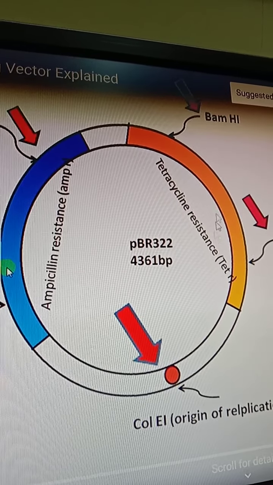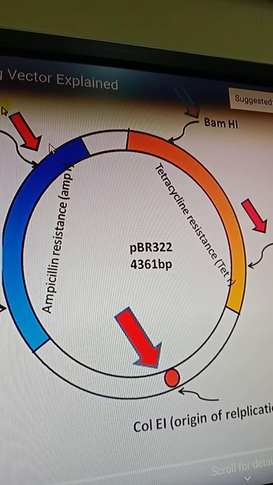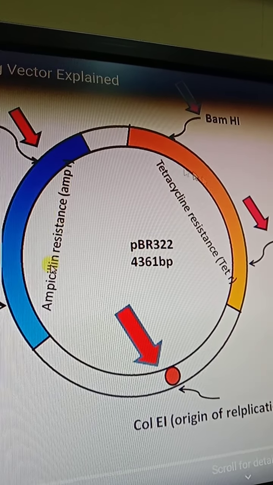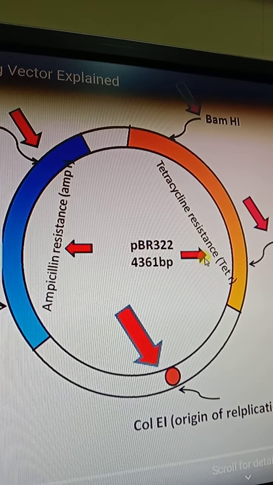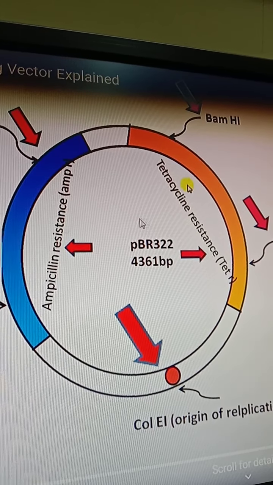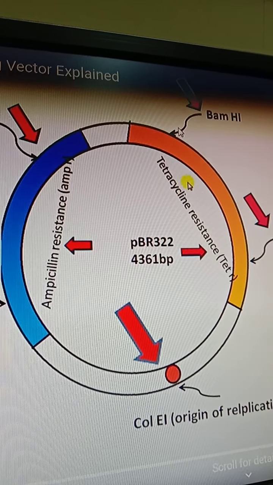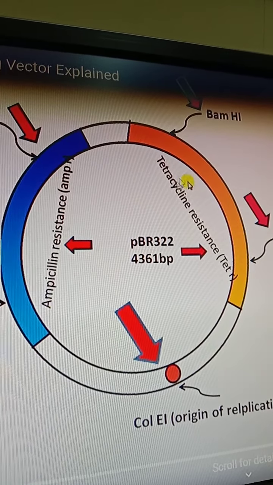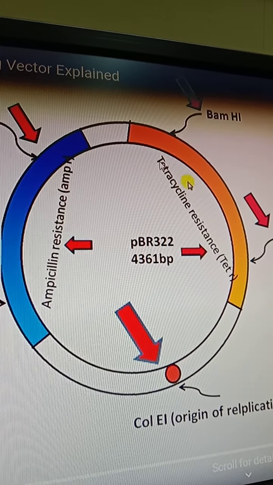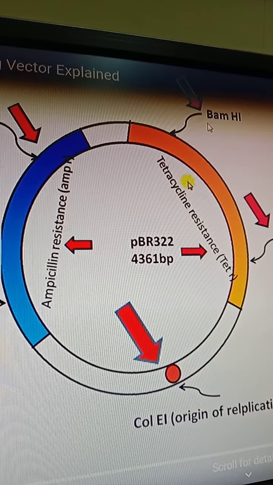And the second important thing is the unique restriction site. You can see the arrow marks here; these will be having the restriction sites. Restriction sites are nothing but DNA sequences recognizable by restriction endonucleases, and at these sites the restriction endonucleases will cut the vector. At these sites only can we insert the foreign DNA.